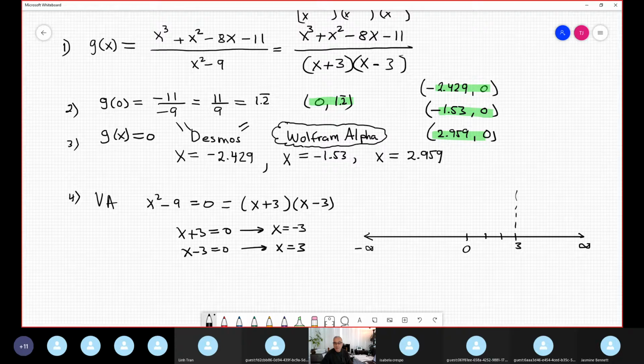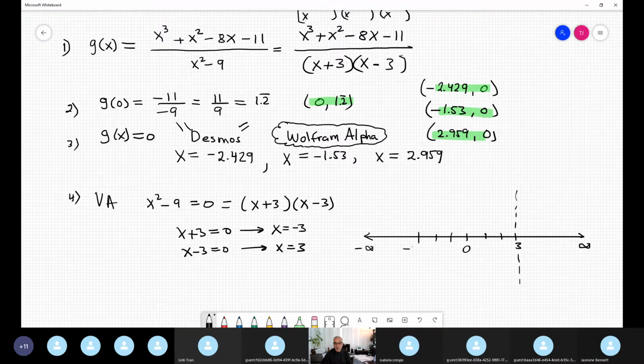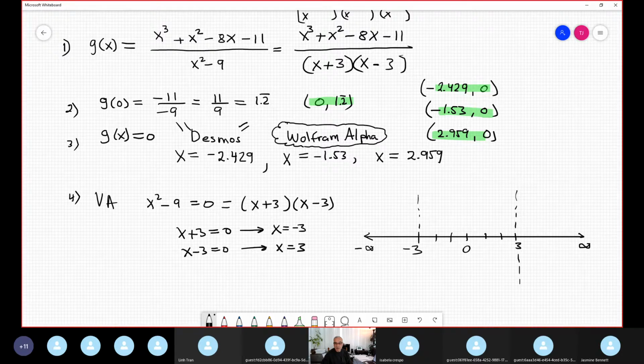1 vertical. 1, 2. Negative 3. Another vertical. Vertical 1, vertical 2. It doesn't matter the name. We have 3 points more. The point is negative 2 point something. To say this is negative 1, this is negative 2. 2.4 is in between negative 2 and negative 3. Approximately in the middle here.